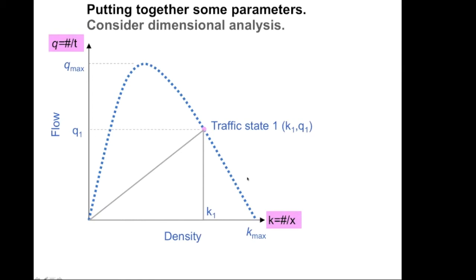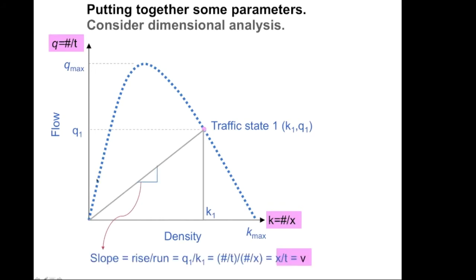So this is on the right-hand side of this curve, on the higher density side. So traffic is more dense, and the flow is somewhere in the middle between 0 and the maximum. And so that is known as a traffic state. You can connect the traffic state. So I've drawn a triangle here. You can connect the origin of the graph to the traffic state, which forms the hypotenuse of this triangle. The height of the triangle is Q1. The base of the triangle is K1.